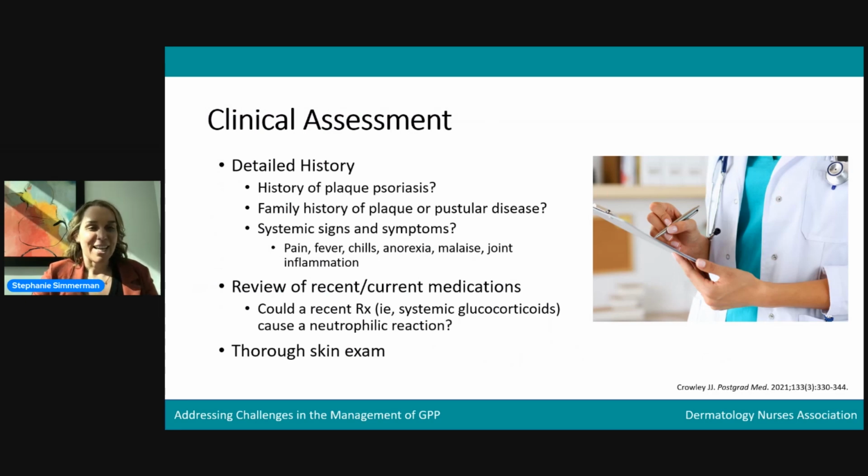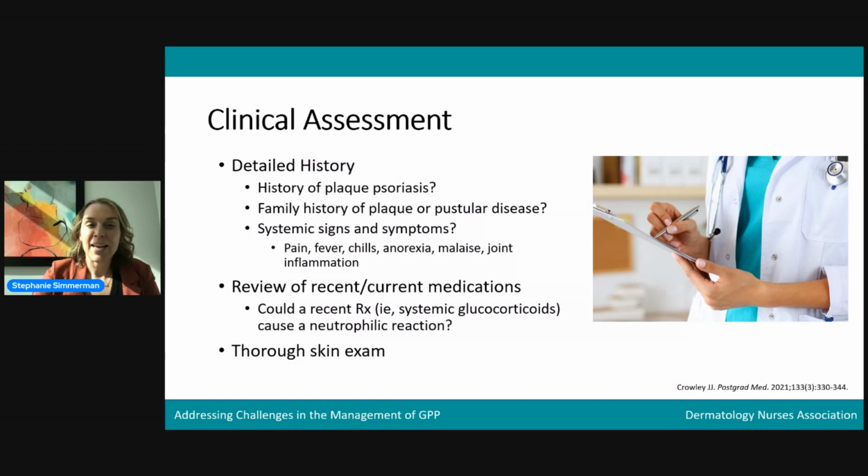When we look at the clinical assessment, a detailed history, right? These are rash patients. Some are straightforward and some are more involved. And this particular case is going to be a little bit more involved. It's going to be really taking the time to sit down, pause, and potentially let the rest of your clinic know you might be running a little bit late from this more complicated patient. So you're going to want to get a detailed history.